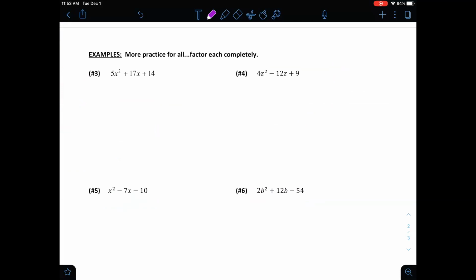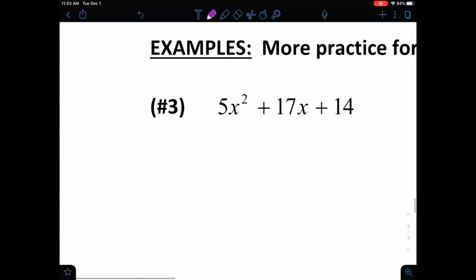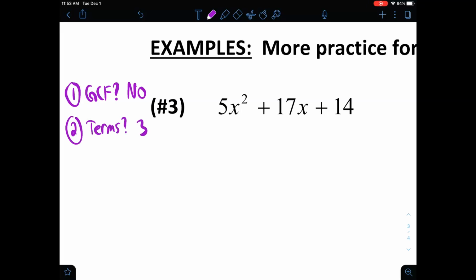All right, a few more examples, and some of these are not going to work out nicely, so just be aware of that. We have 5x squared plus 17x plus 14. First thing is to do what? GCF. Do we have a GCF here? We have 5 and 14 and 17. 5 and 17 are prime numbers, so this is going to be no GCF. Step 2 is terms. We have 3. Step 3, if we have 3 terms, is to check if it's a perfect square trinomial. In this case, 5x squared, 5 is not a perfect square, neither is 14, so this one's going to be no.